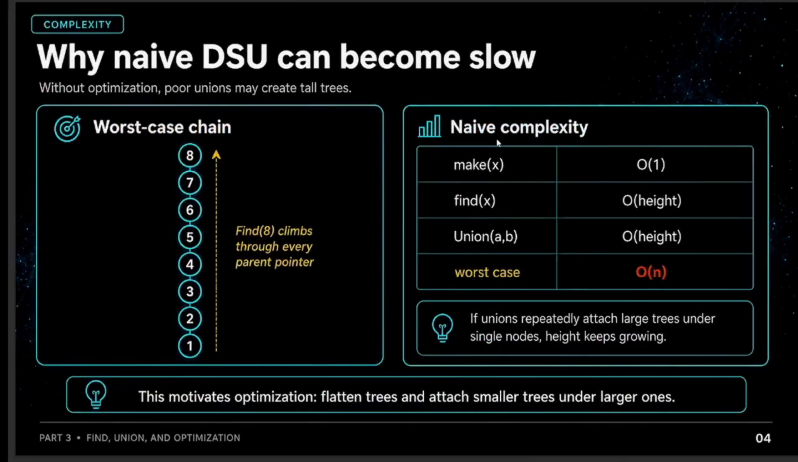Why is naive DSU slow? So what's the problem? In the worst case, repeated unions can create a tree that looks like a straight line. Node 8 on top, pointing down to 7, then 6, all the way down to 1. Finding anything near the bottom means climbing through every single node. That gives us big O of n worst case complexity for both find and union. This happens when we keep attaching large trees under single nodes. The height just keeps growing. This motivates our two optimizations: flatten the tree and attach smaller trees under larger ones.